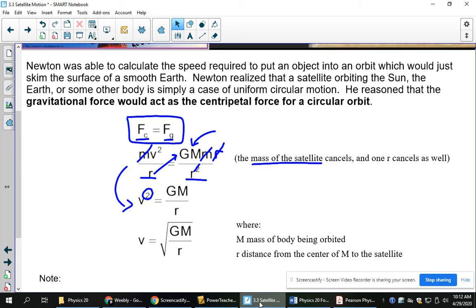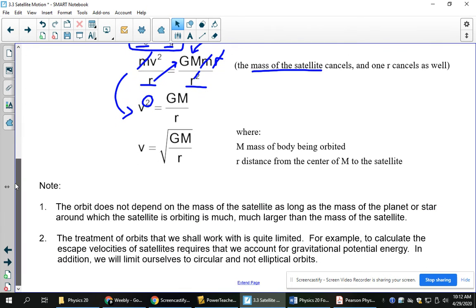So what are all of these things? Big G, we remember, is the universal gravitational constant. It's on the back of your formula sheet. It's a number.